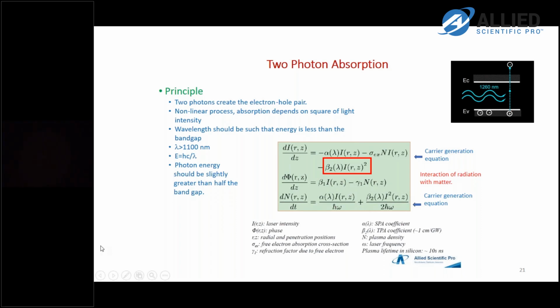So usually the wavelength should be such that the photon energy is less than the band gap. Typically photon energy should be slightly greater than half the band gap. So you would put two photon energies together to have enough energy for the electron to cross the band gap. It's definitely a nonlinear process, so one has to look at the consequences of this nonlinearity, which I'll explain later.